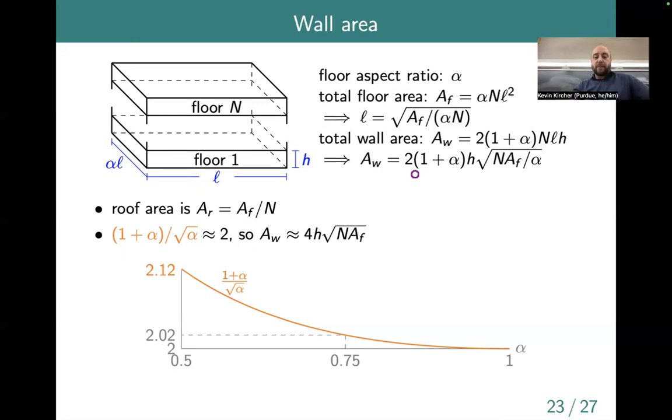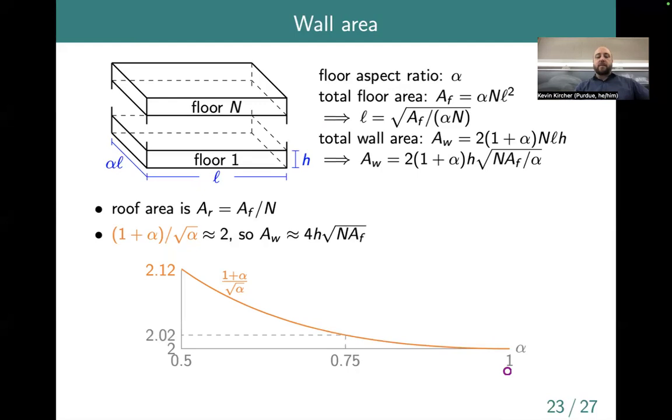So this formula here, we can simplify significantly using an approximation. So we have a 1 plus alpha here. We also have a square root of alpha in the denominator over here. And if you plot that as a function of alpha, the aspect ratio. So if alpha is really small, we have a really long, skinny building. If alpha is 1, we have a square footprint. And then as alpha gets large, again, we have a long, skinny building, but in the other dimension.